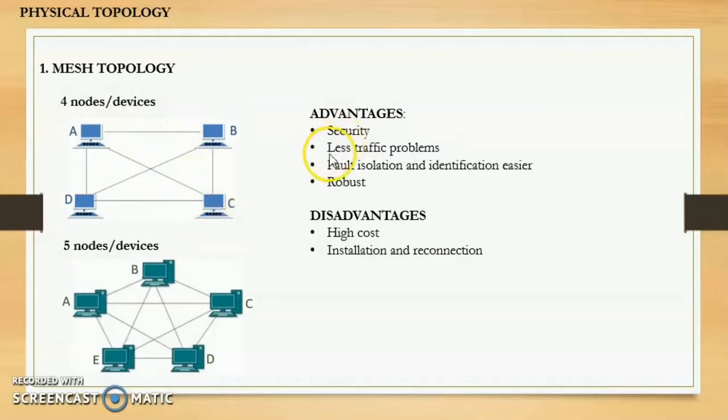The second advantage is that there are fewer traffic problems. The reason for less traffic is the same, that there is a point-to-point link from one device to all the other devices. Say for example, this device A wants to send data to C and D simultaneously. Then it can send data to C using this link, and it can send data to D using this link simultaneously without causing much traffic.